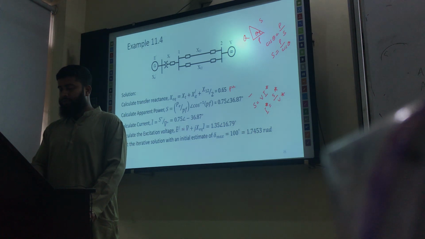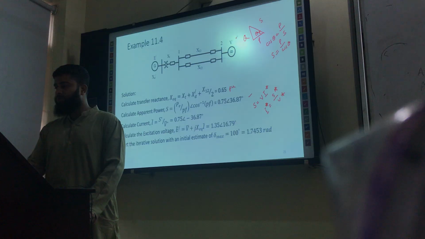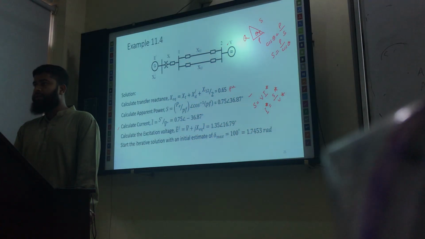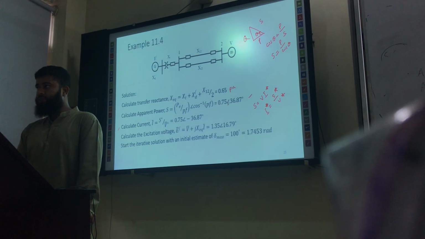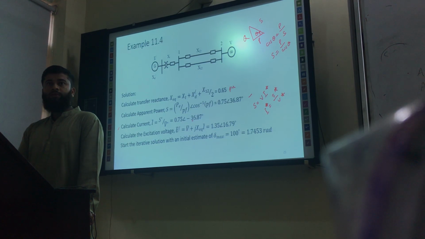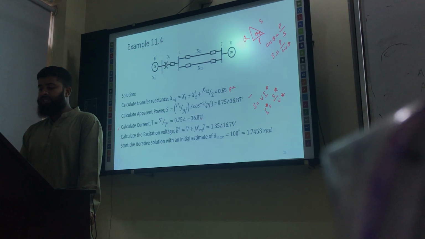Like this. So what is the value of V? V is the infinite bus voltage. You know that the magnitude is 1 per unit, and there is no angle. And what is S? S is this. So if you take the conjugate, there will be a minus sign here. So it will be simply 0.75 angle minus 36.87 degree.